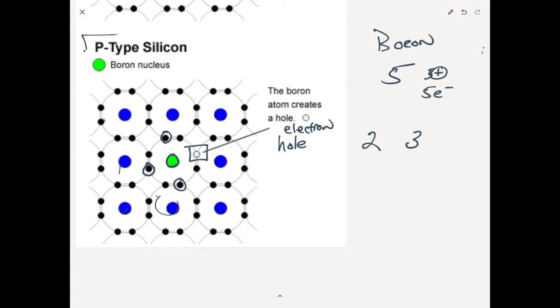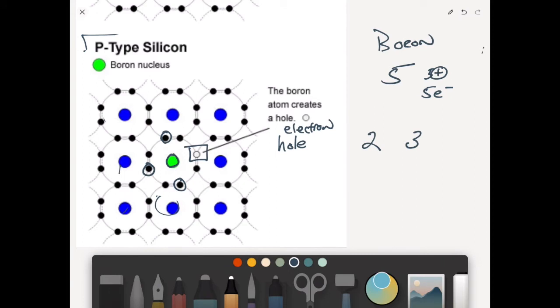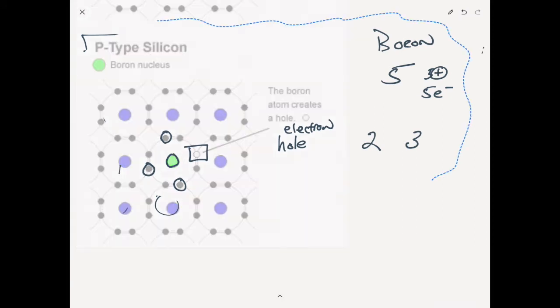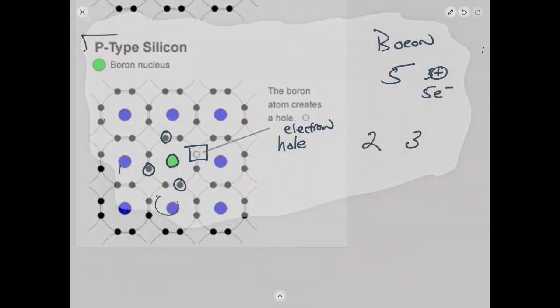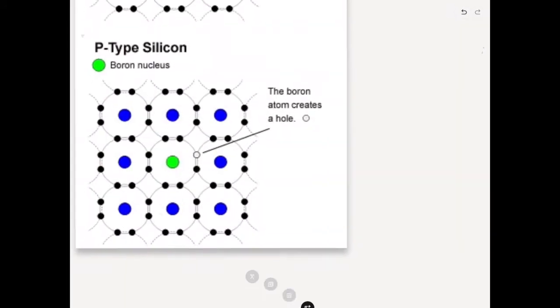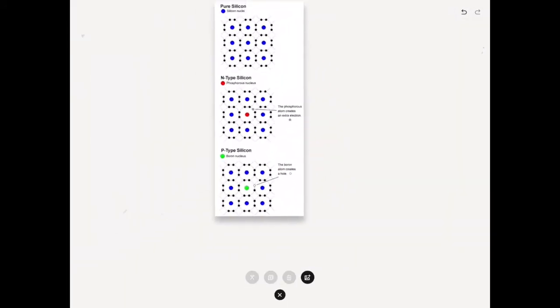Now, this whole material is neutral electrically. However, that hole has nothing to bond to, and so it will also be mobile, and that will contribute to the semiconductor or the conductive properties of the material. So let me just get rid of these sketches here, and I'm just going to bring this picture back into an overview.